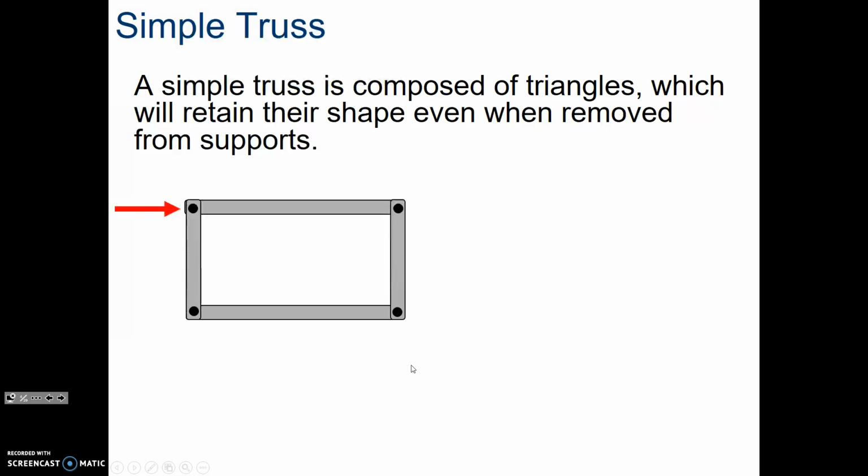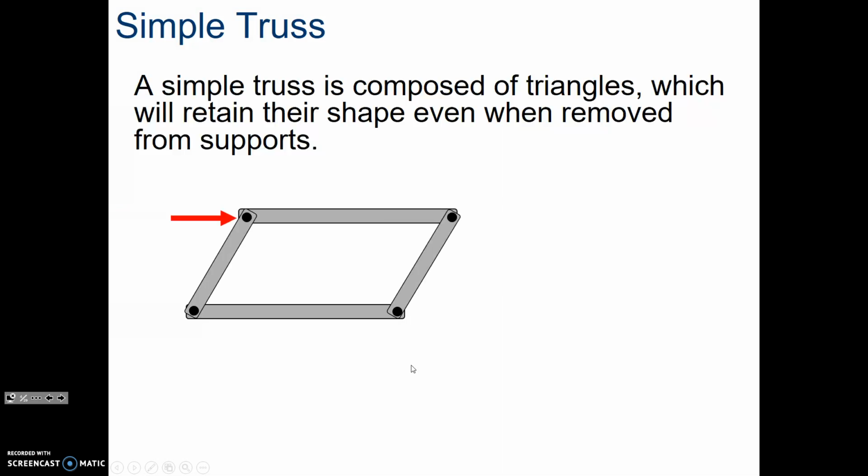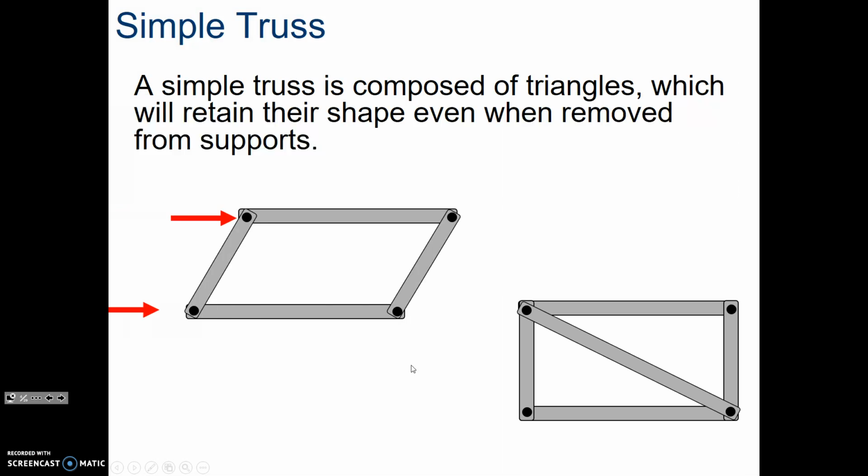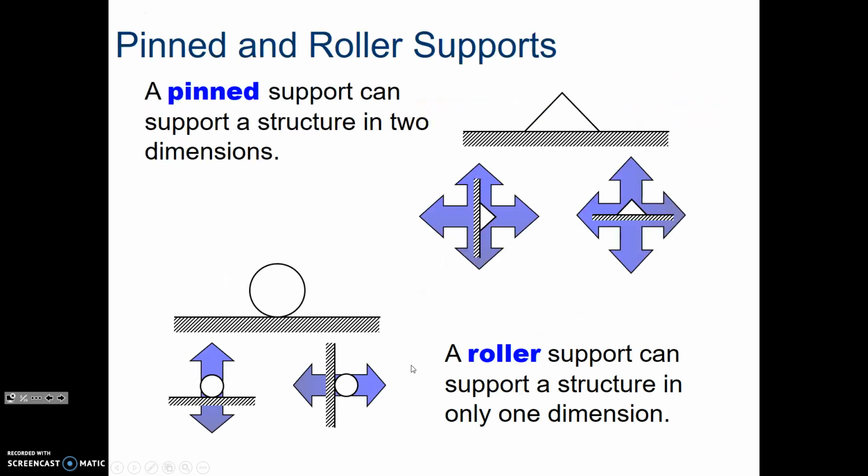A simple truss is just going to be simply a box. But if we push it, it's going to bend and then eventually collapse. But if we add one more member, it's going to become rigid.